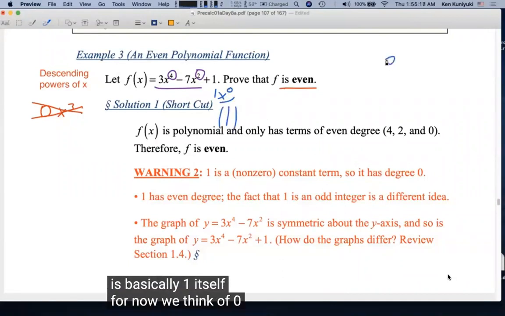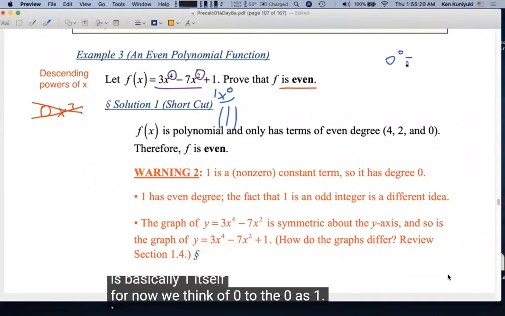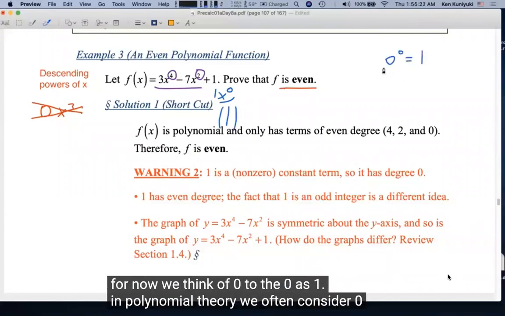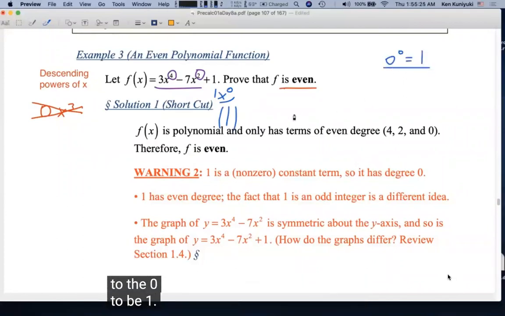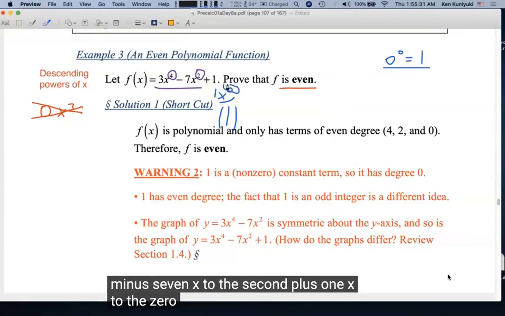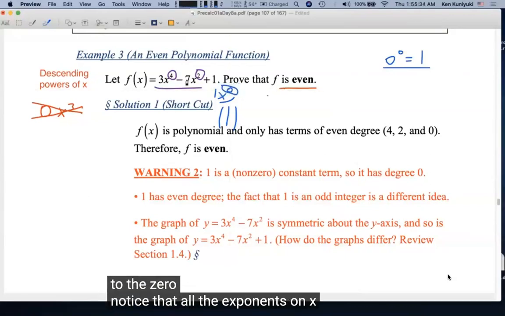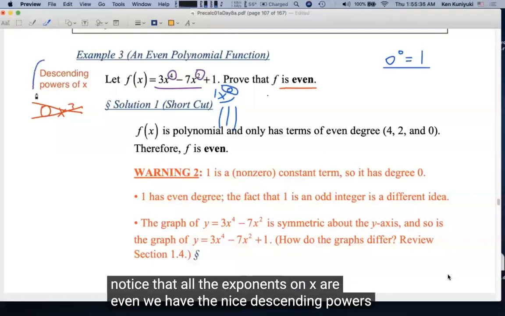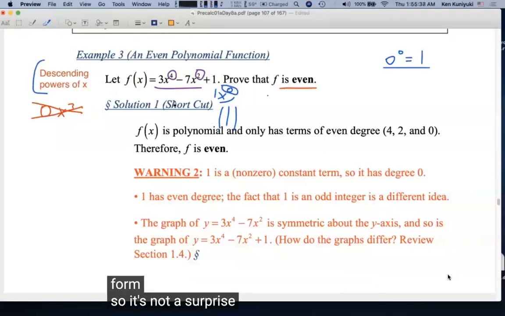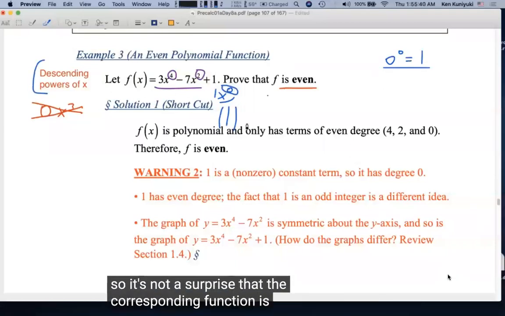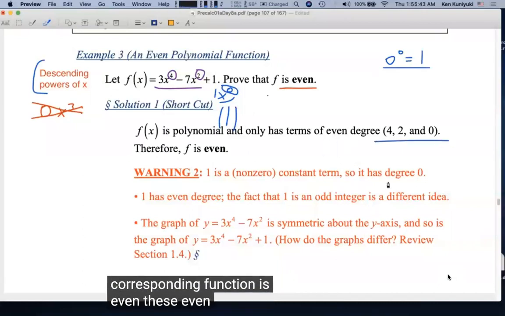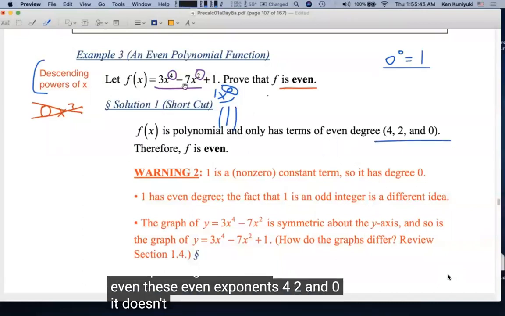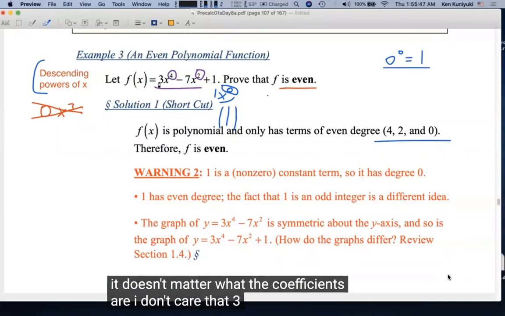For now, we think of 0 to the 0 as 1. In polynomial theory, we often consider 0 to the 0 to be 1. So if you look at this as 3x to the fourth minus 7x to the second plus 1x to the 0, notice that all the exponents on x are even. We have the nice descending powers form. So it's not a surprise that the corresponding function is even. These even exponents, 4, 2, and 0. It doesn't matter what the coefficients are. I don't care that 3, -7, and 1 are odd integers.